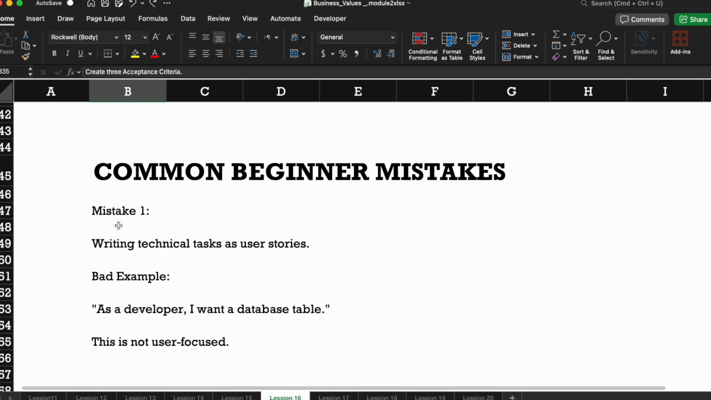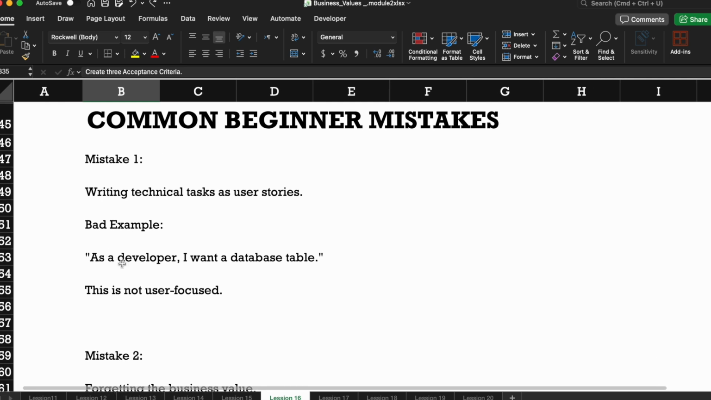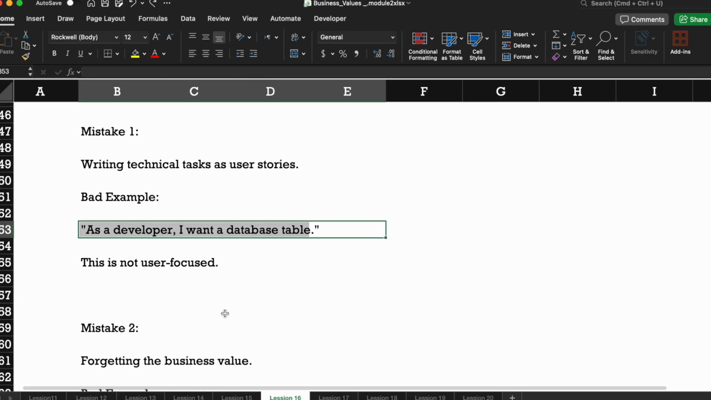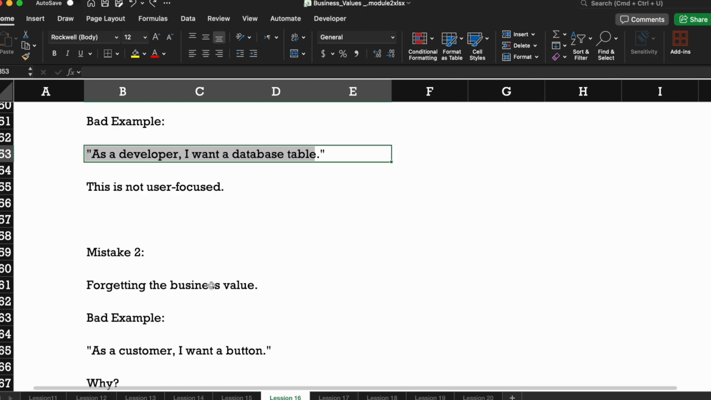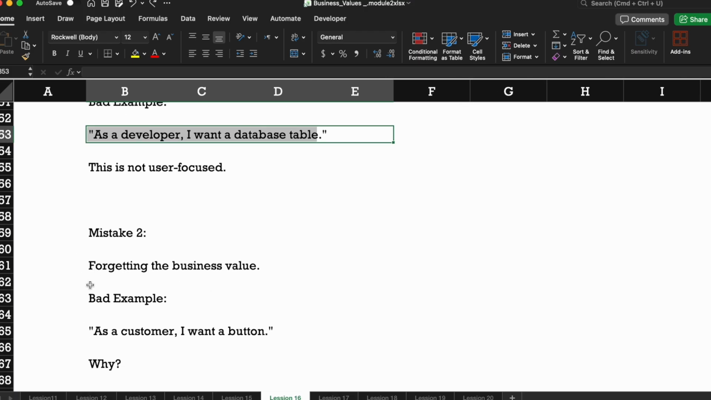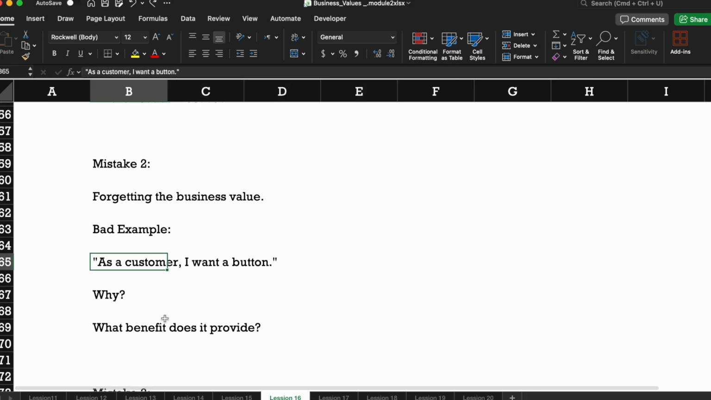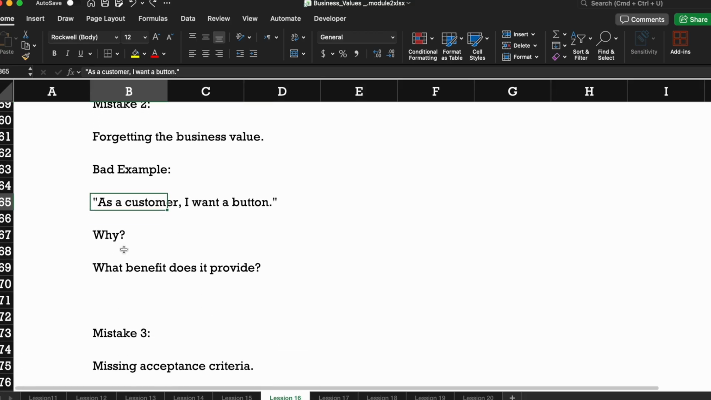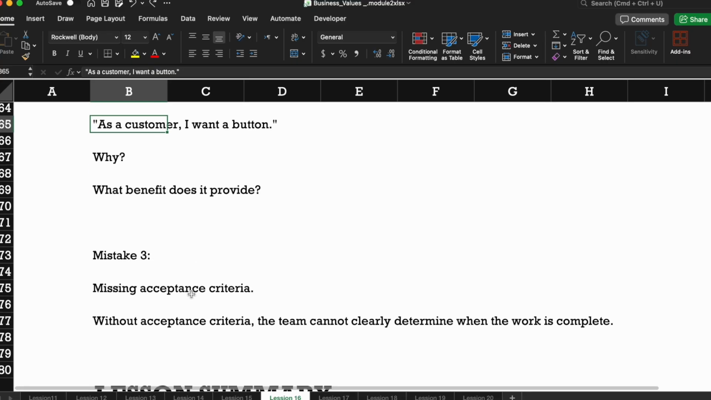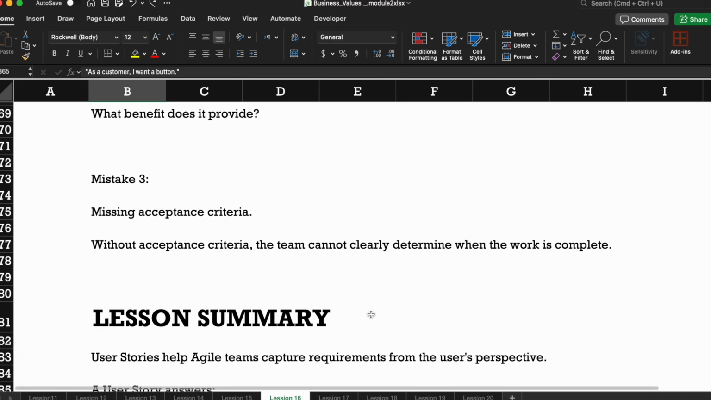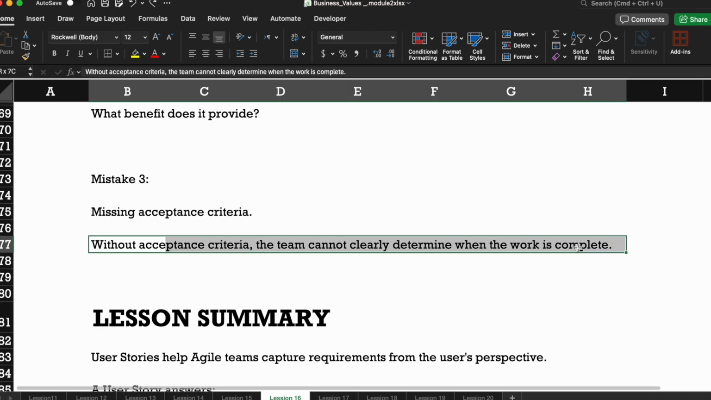Common beginner mistakes. Mistake number 1, writing a technical task as a user story. Bad example: as a developer I want the database table. This is wrong, right? This is not user focused. Mistake number 2, forgetting the business value. Bad example: as a customer I want a button. What benefit does it provide? You want to have a benefit too. Mistake number 3, missing acceptance criteria. Without acceptance criteria, the team cannot clearly determine when the work is completed, so it must be the definition of done.